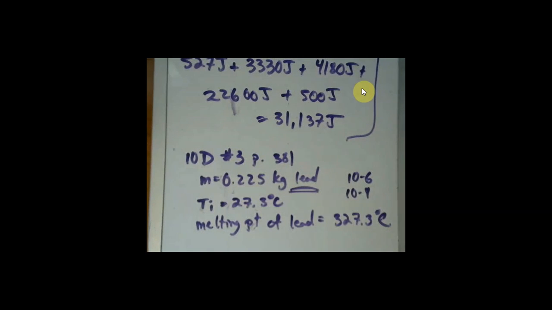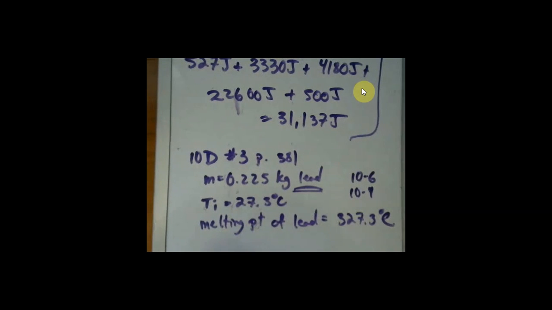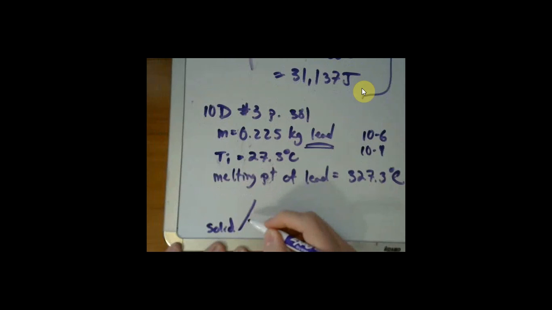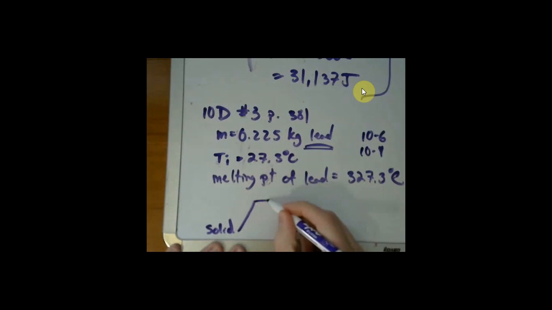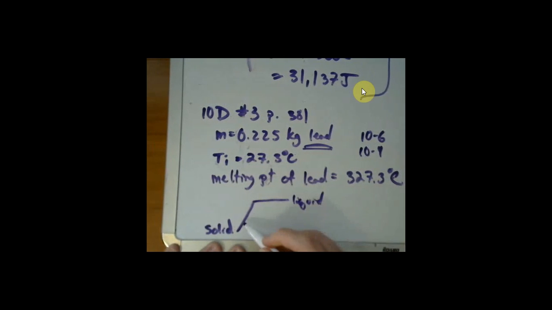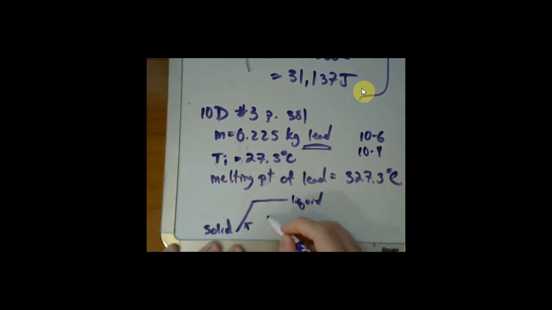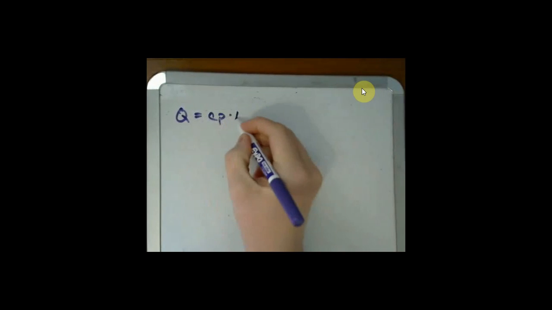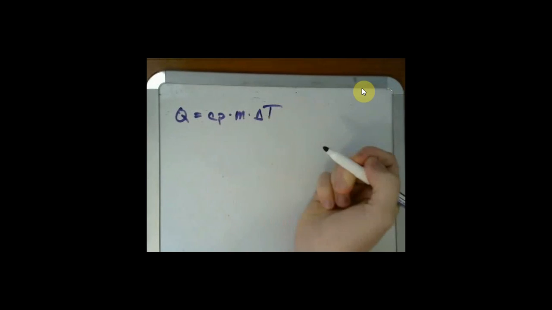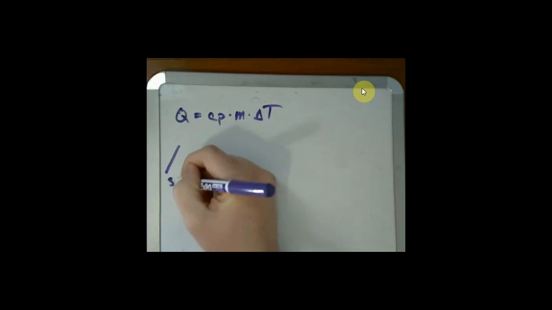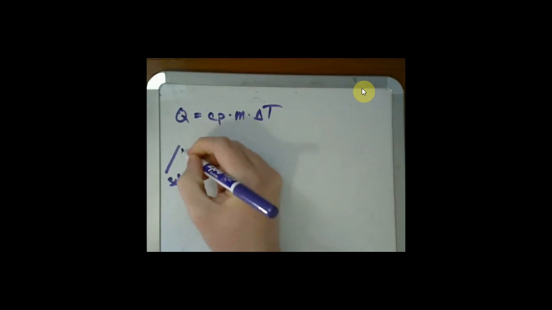So we have to go from a solid, we have to raise the temperature of that solid, then we have to go through a phase change all the way to our liquid state. So we're going to end up adding this section and this section together. In order to start this problem, remember, we're going to have Q equals Cp times M delta T. And so we're going to go through our first section here, going from our solid to our melting point.